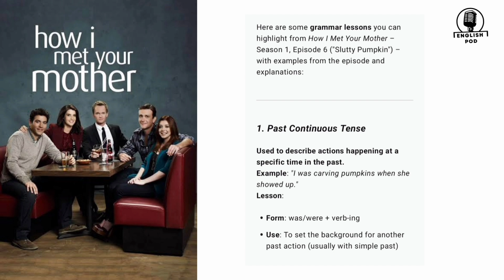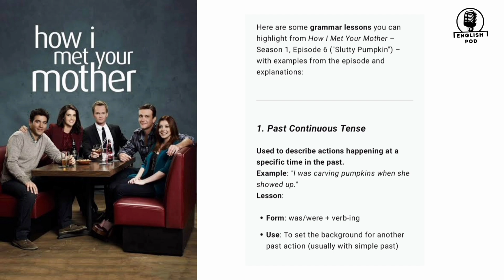One thing you'll notice is how often the show uses the past continuous tense to set the scene. Okay, so was or were plus a verb ending in -ing, right? What's the big deal about that? Why is it so useful? Well, it's all about creating a backdrop for another event. It's about an action that was already in progress when something else happened. Okay, I'm seeing it now. So like when Ted says, "I was carving pumpkins when she showed up."